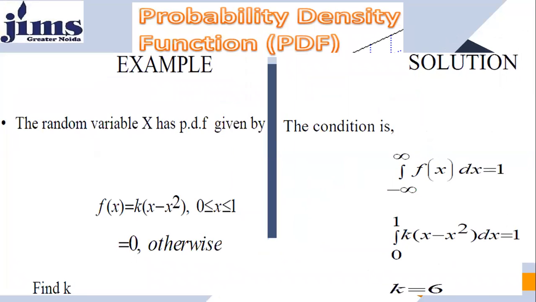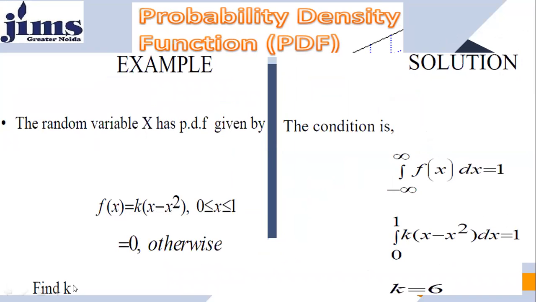Look at this one example to understand this, because many times numericals may be asked in an examination on PDF rather than theory. So in this particular question, what is given? You are given the random variable X. We always take capital X as the random variable, and its PDF is given. This is the PDF function: f(x) = k(x − x²), and look at the range, x lies between 0 and 1. So the range is given, the function is given. Then the question is: find k.